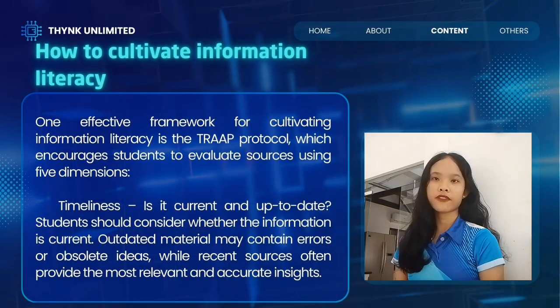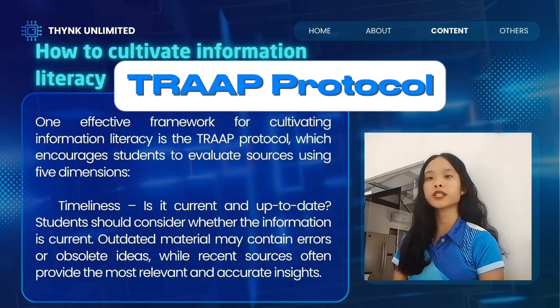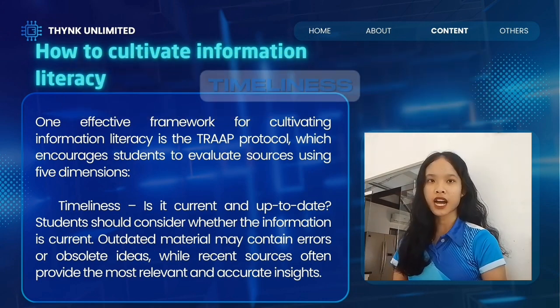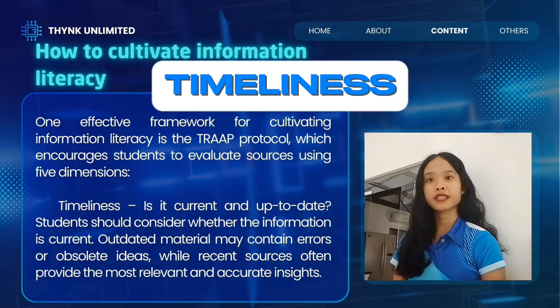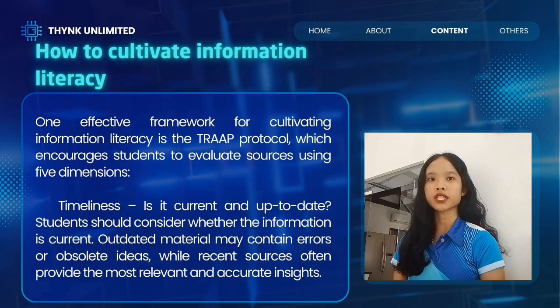So how do we cultivate information literacy? One effective framework for cultivating information literacy is the TRAAP protocol, which encourages students to evaluate sources using 5 dimensions. Number 1 is the T for timeliness. How timely is the information? Students should check whether the source is current. Older material may be outdated or proven false, while more recent sources usually reflect the most accurate and up-to-date knowledge.